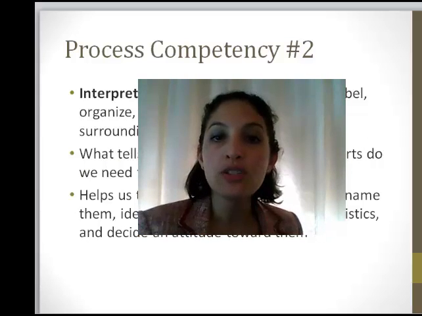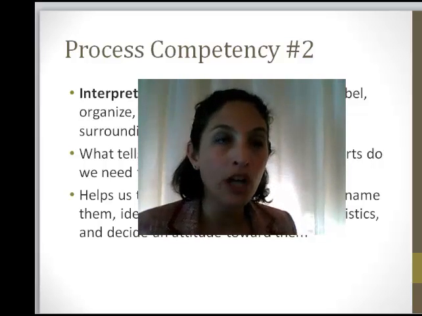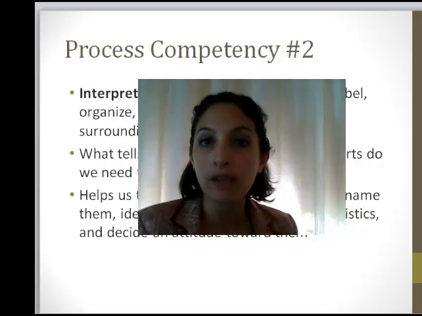Interpretive: can you see what's happening? Can you watch an event and know, oh, I must be watching a wedding based on these things that I'm seeing?